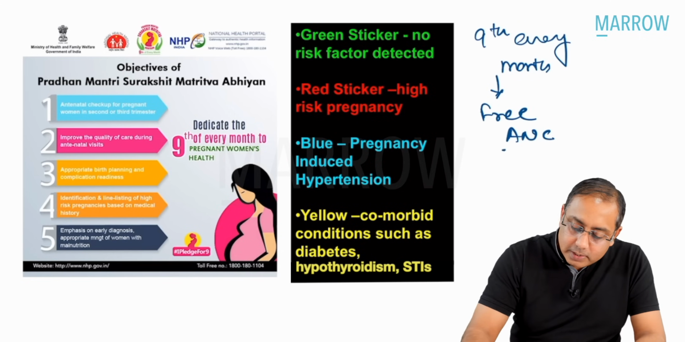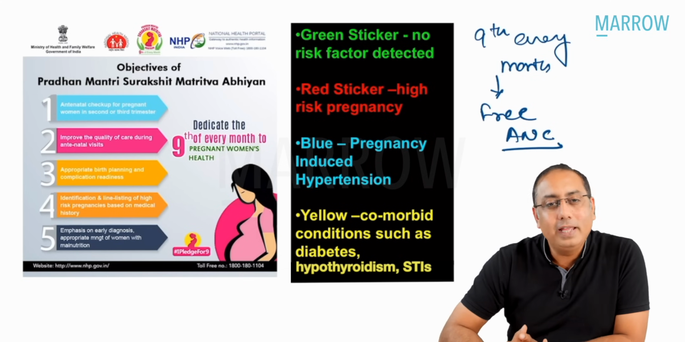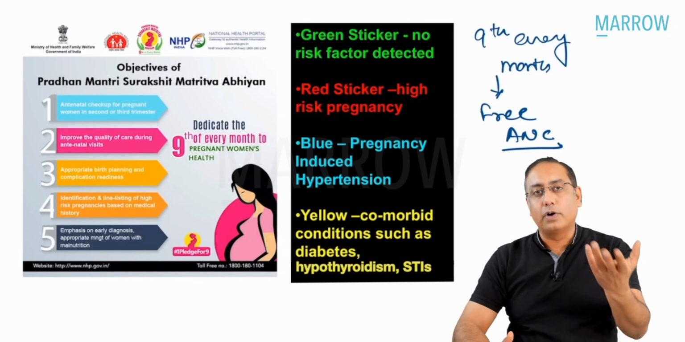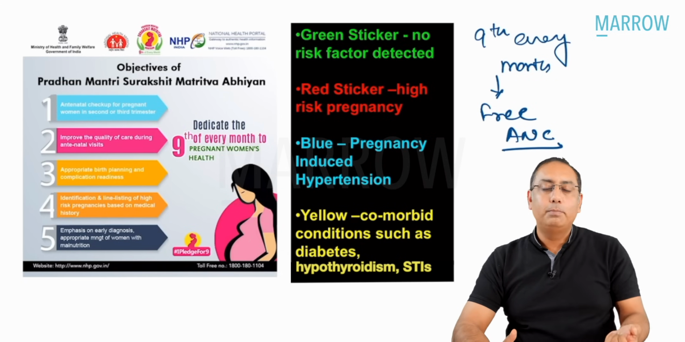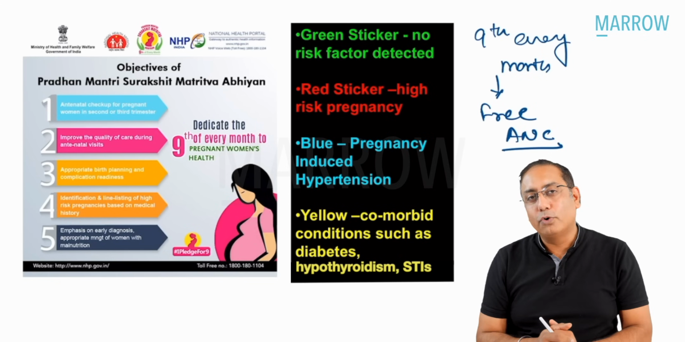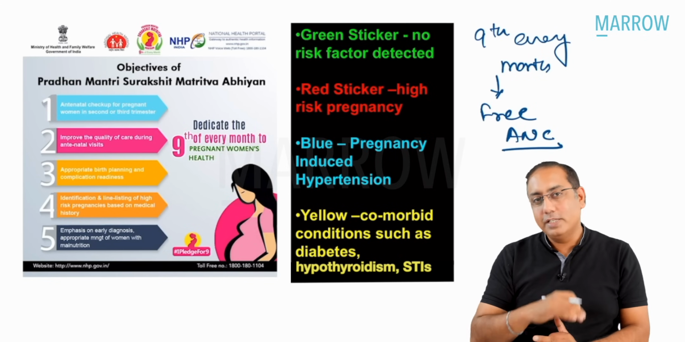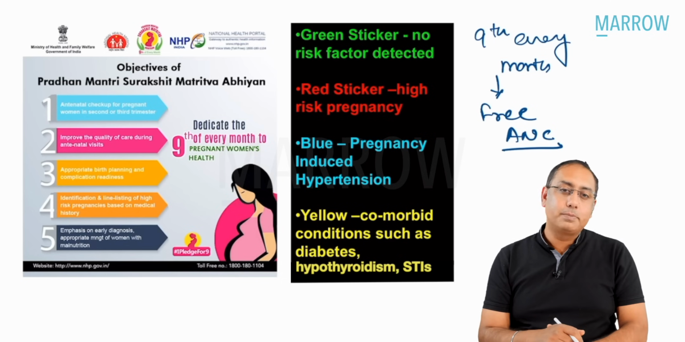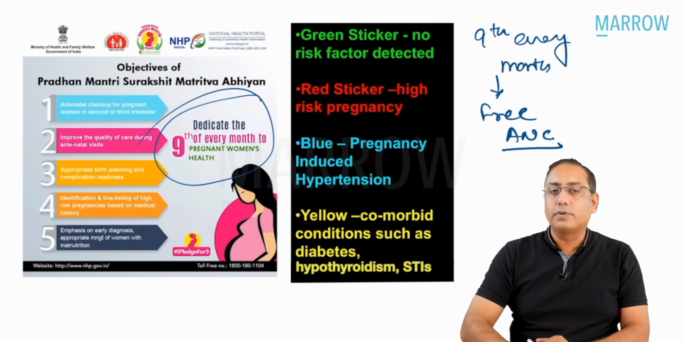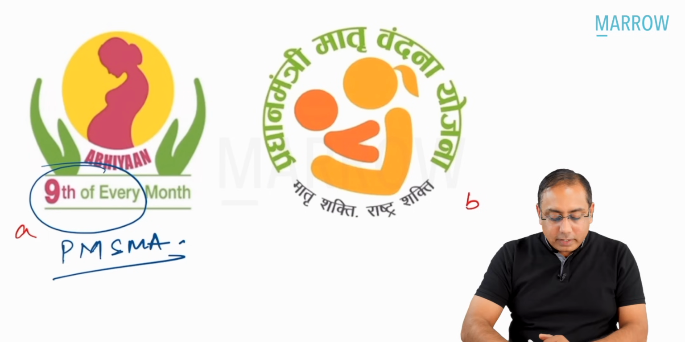In the free ANC checkup, if you recall from your main lectures, the green sticker is for normal females, the red sticker is for high risk pregnancies, the blue is for pregnancy-induced hypertension, and yellow is for any other comorbidity, such as renal disease, liver disease, thyroid disease, or diabetes mellitus. It is for safeguarding the health of a pregnant female.